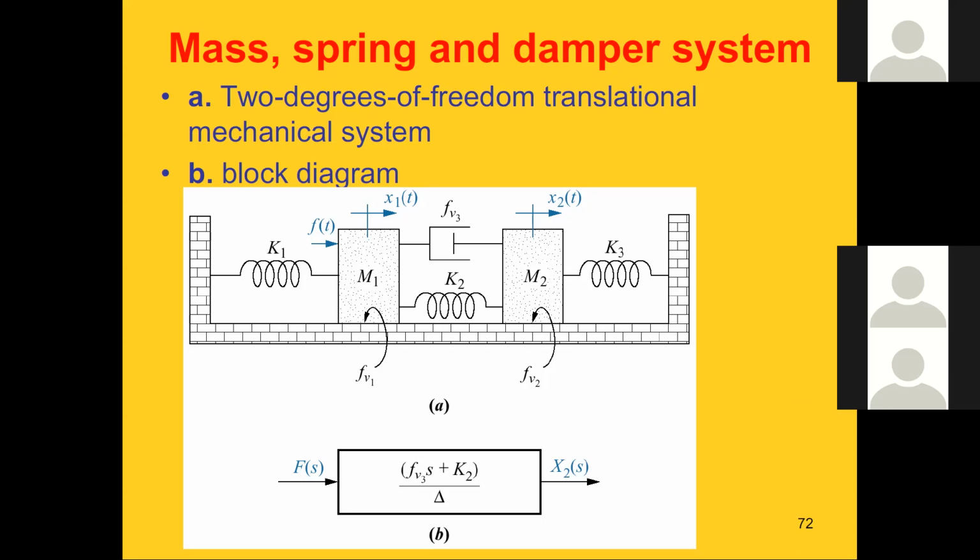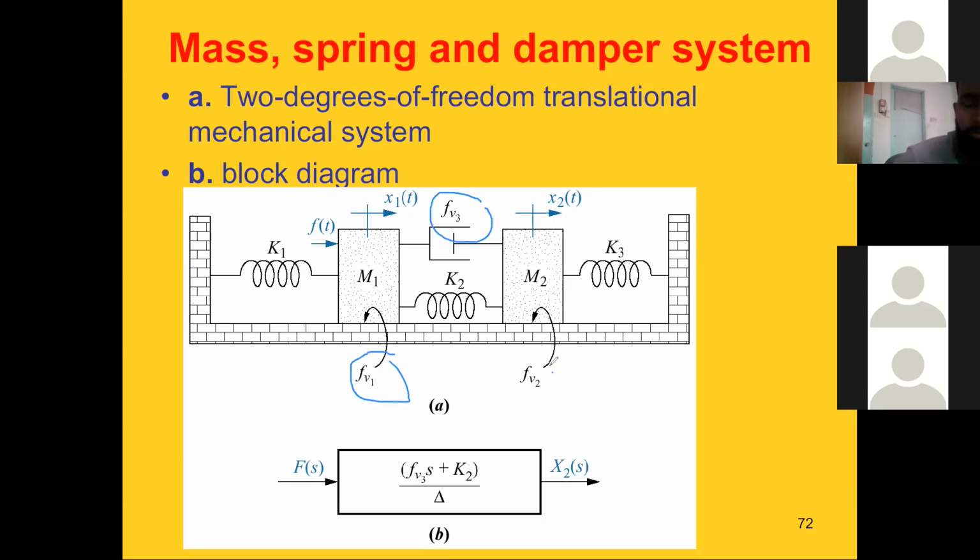From the figure, how many dampers do you observe? One. Wrong. Nurul Hidayah, how many dampers in there? Three. 1, 2, 3.